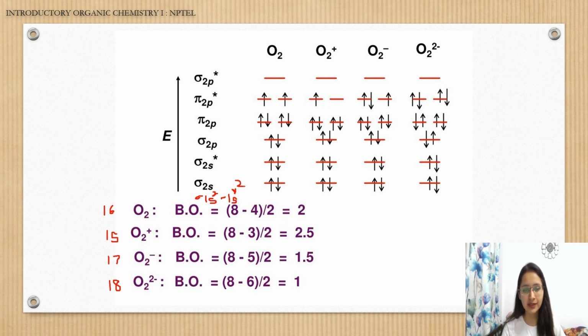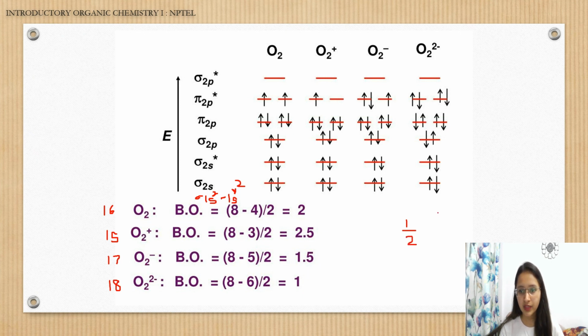In the case of oxygen, as we have seen earlier, two electrons are present in sigma 1s, two electrons in sigma 1s star, and another two in sigma 2s and 2s star. So here 2, 4, 6, 8, 10, 12, 14, and 16, right? So the 16 electrons are getting arranged in this configuration.